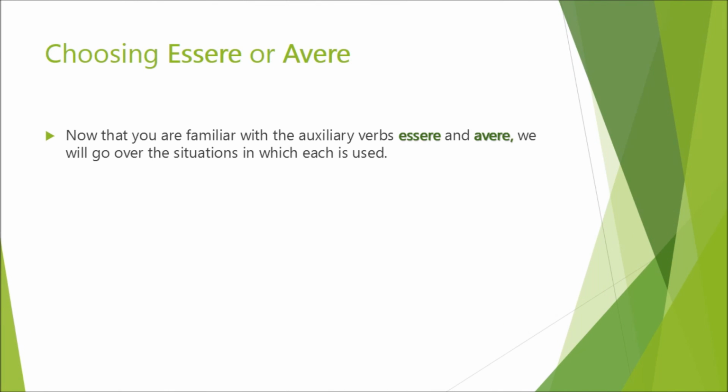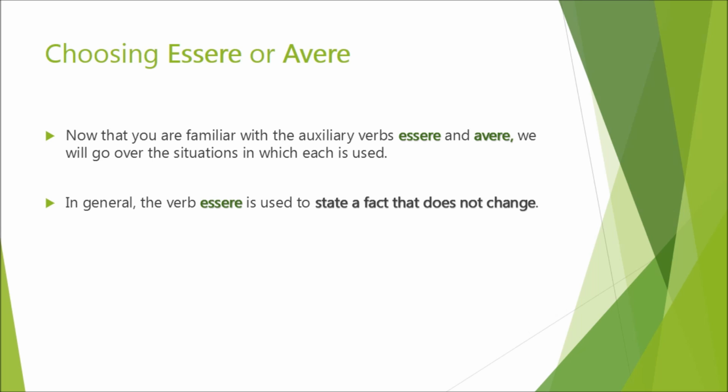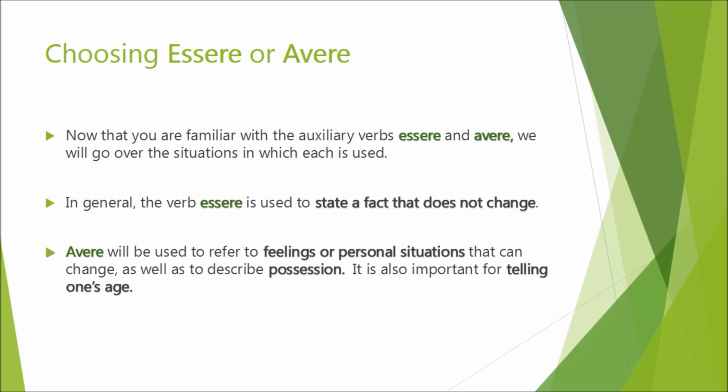Now that you are familiar with the auxiliary verbs essere and avere, we will go over the situations in which each is used. In general, the verb essere is used to state a fact that does not change. Avere will be used to refer to feelings or personal situations that can change, as well as to describe possession. It is also important for telling one's age.